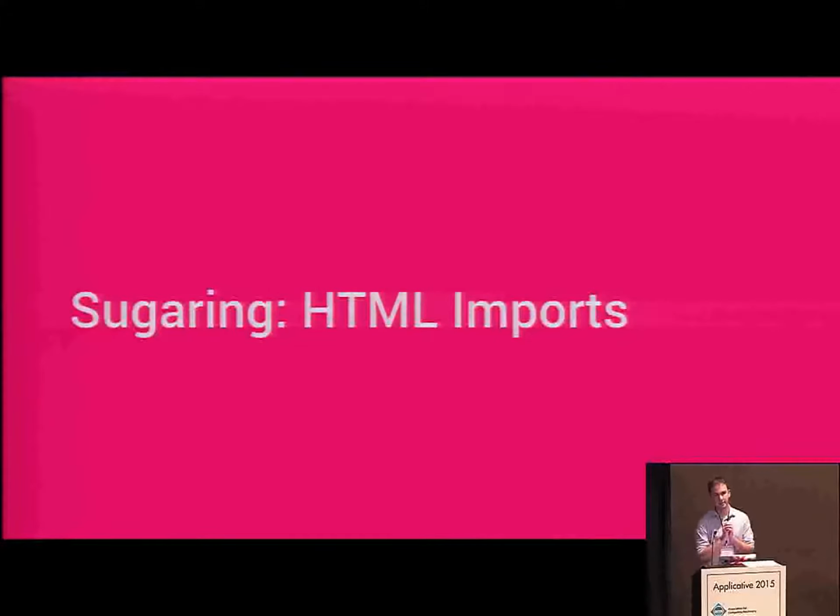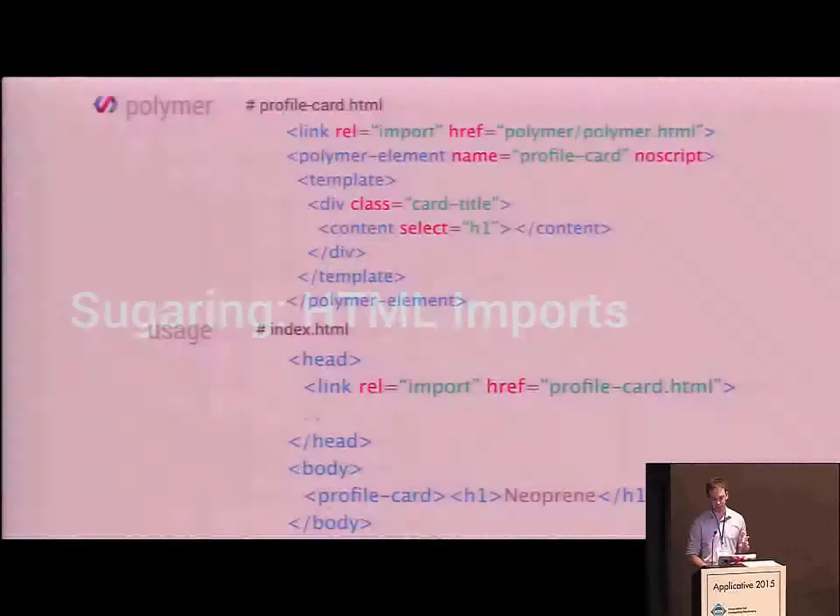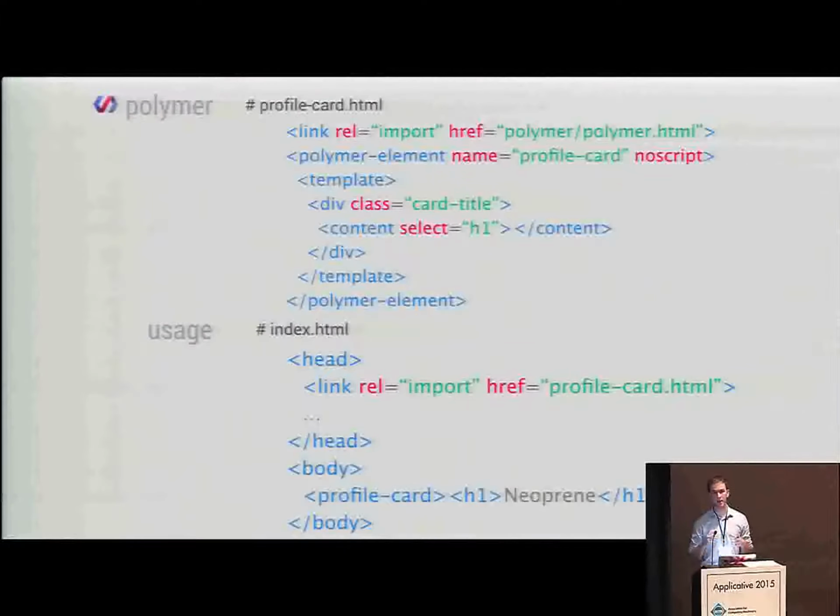And then the last web component spec, we don't actually sugar HTML imports much at all. We just expect that each element will be in its own file. So you put each element in its own file that you create with Polymer, and then you import its dependencies at the top of the file. So in this case, I have my Polymer element as my profile card, and it depends on Polymer, obviously. It will manage that dependency on its own.